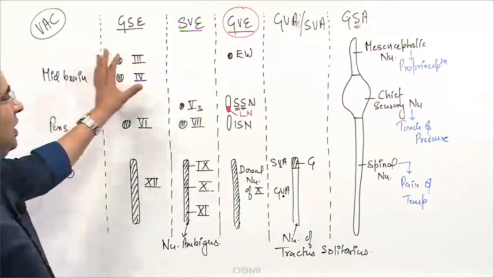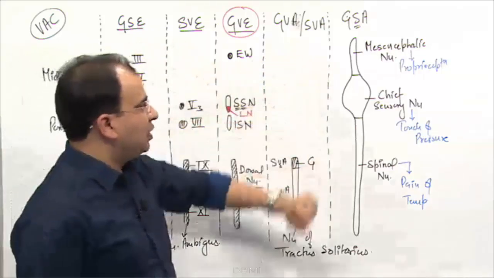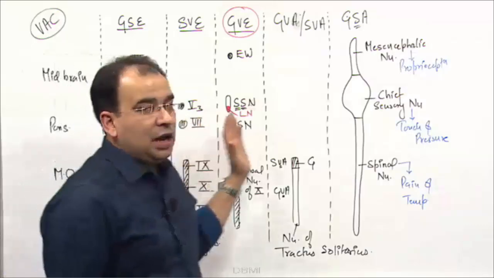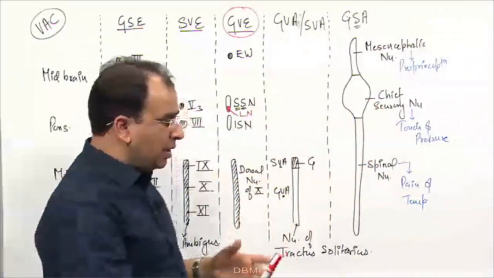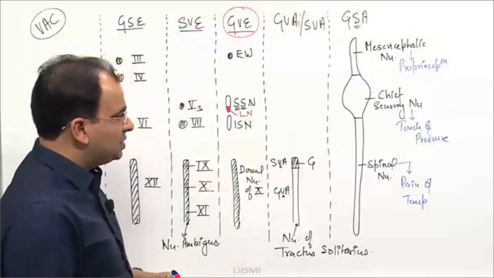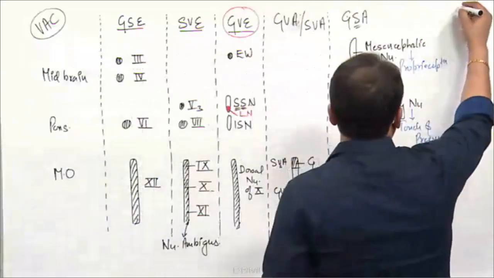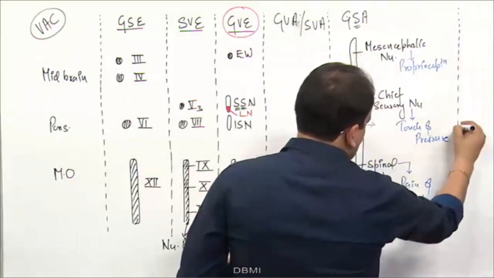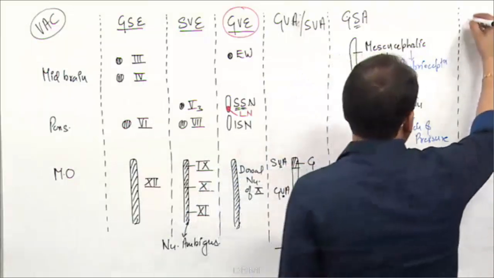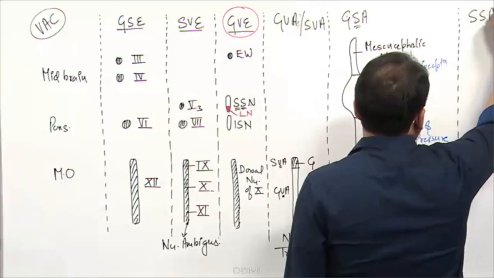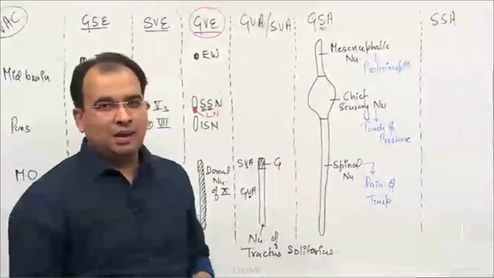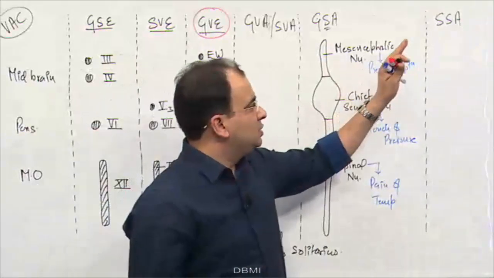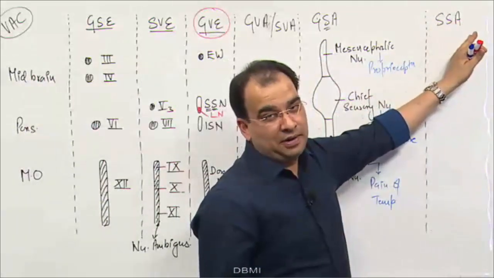So guys, these are the three efferent columns and we have three afferent columns in here. Now we said we have three efferent and three afferent, but adding to this there is actually one more. You can add one more column to this. If you don't have space, you can write it on the next page, and that column is SSA. What does SSA stand for? It is special somatic afferent.